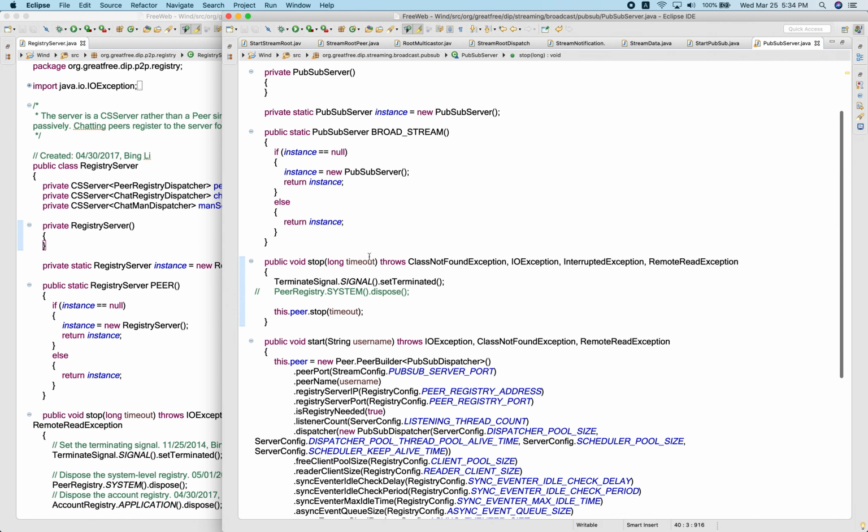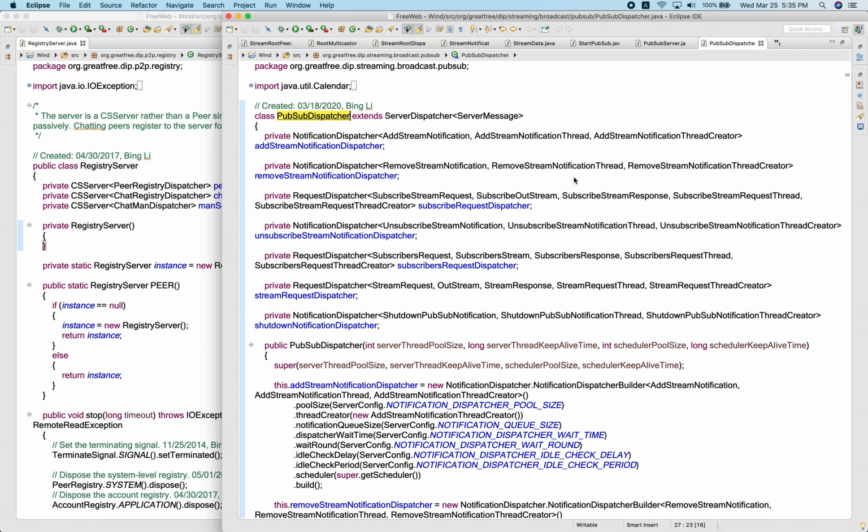Okay, I just comment it out. Okay, you can see I always keep changing. Okay, take a look at this one. Open this publisher. You can see a lot of messages need to be implemented, or a lot of messages should be processed by the pub sub server.